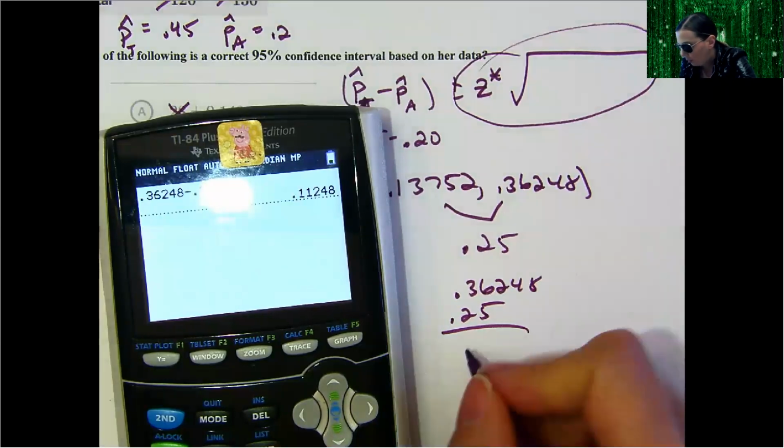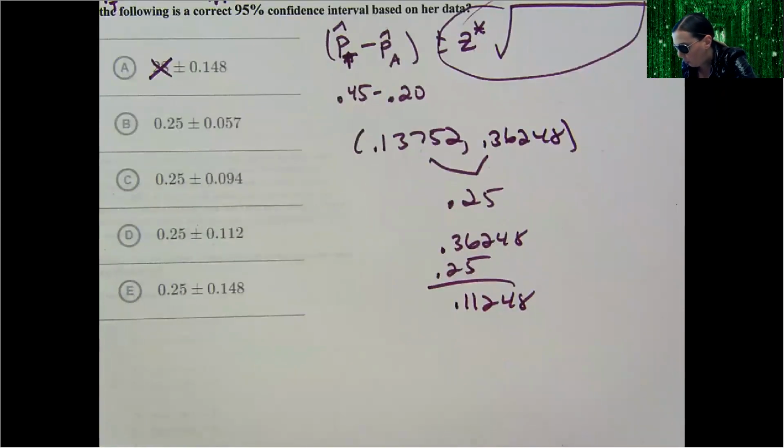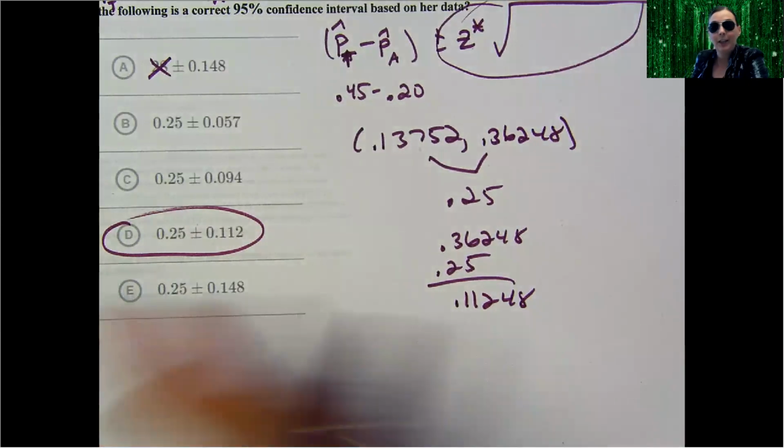And I get 0.11248. So the margin of error, 0.112. Our answer is D-dog. Next page.